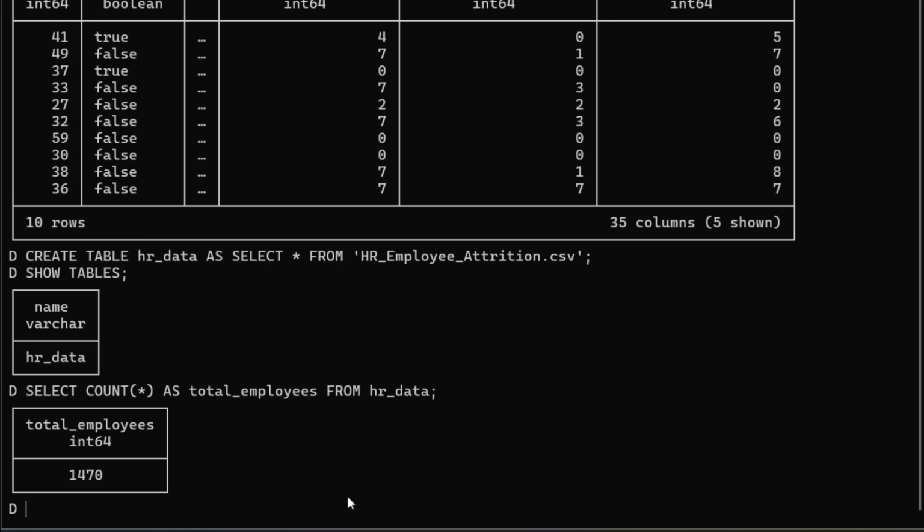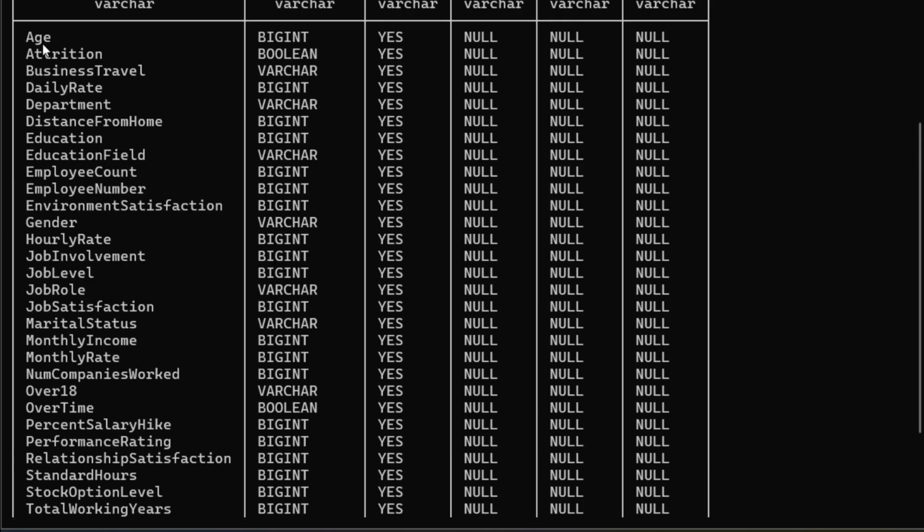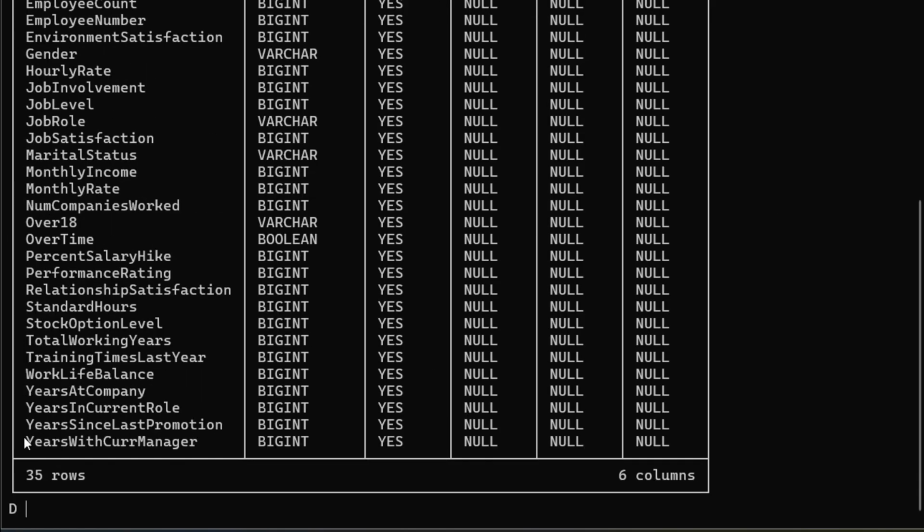Now we need the attrition overview. Before that, let's just describe the data so we know the names of all the columns. There are columns from age till years with current manager, so this many columns are there and 35 rows are there. These are the column names. From this, we need to understand which ones are useful for us.